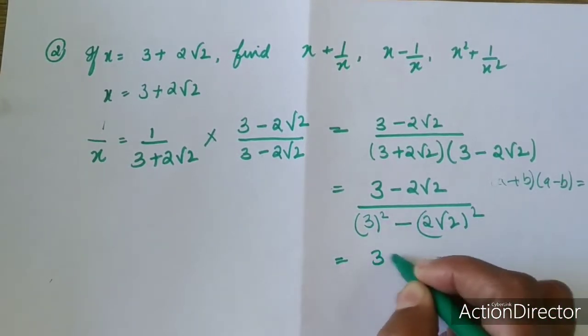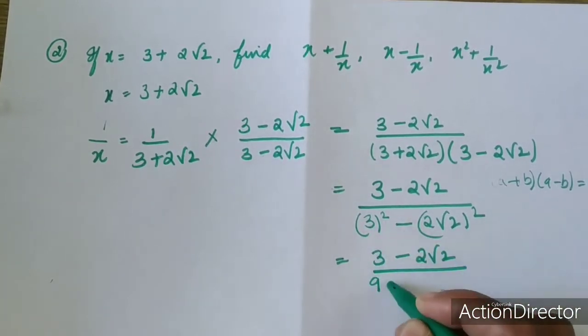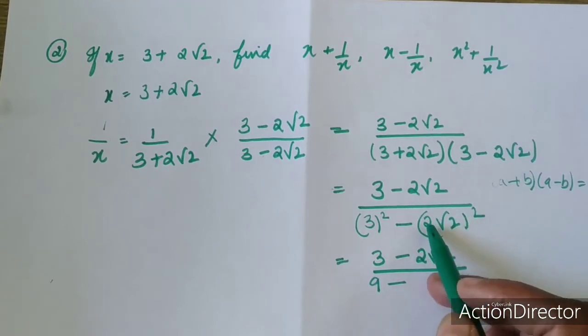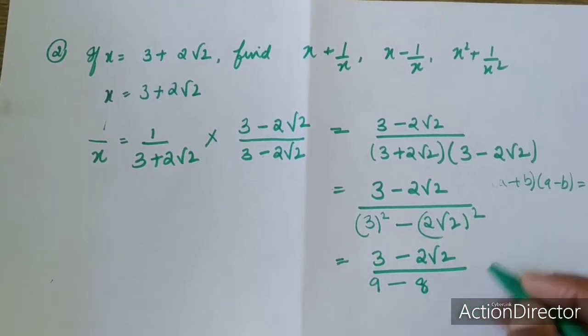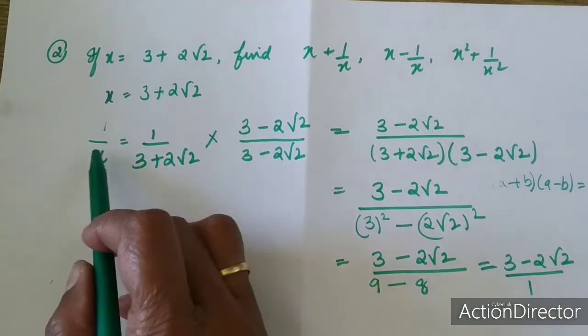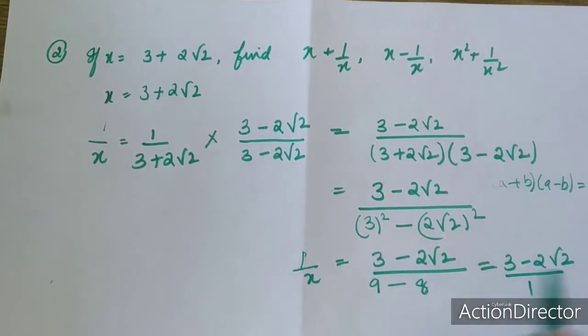So it is equal to 3 minus 2 root 2 upon 3 square is 9 minus 2 square is 4 and root 2 square is 2. So 4 into 2 is equal to 8. So this is equal to 3 minus 2 root 2 upon 1. So my 1 upon x is equal to 3 minus 2 root 2.